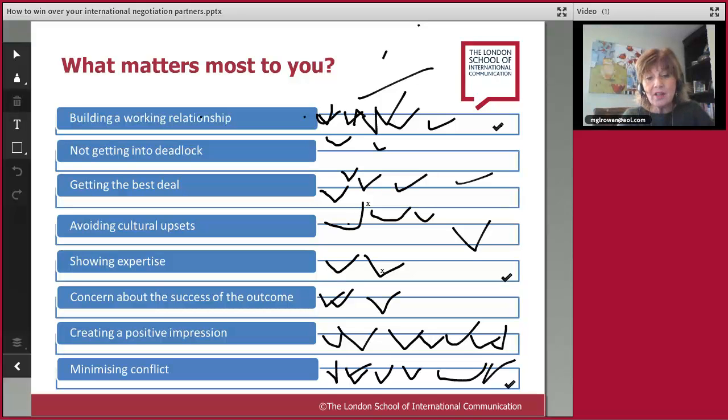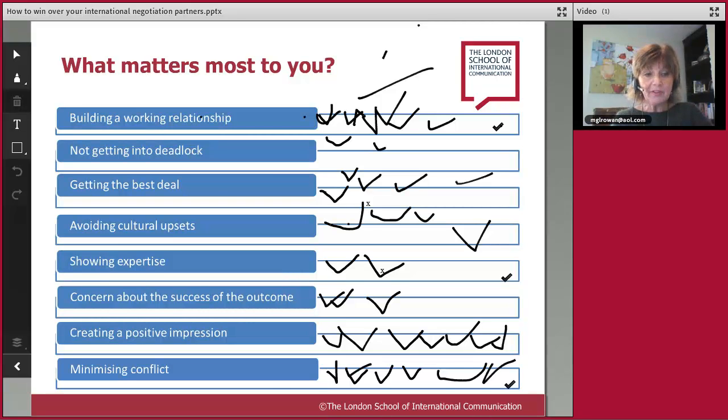And that matters a lot to, I can't exactly count all the ticks, but it looks like about 8. So 8 or more of you think that minimizing conflict is something that really matters to you, and that's away from a problem. So if I could actually show you how to negotiate internationally and at the same time minimize conflict, that would sound appealing to you.